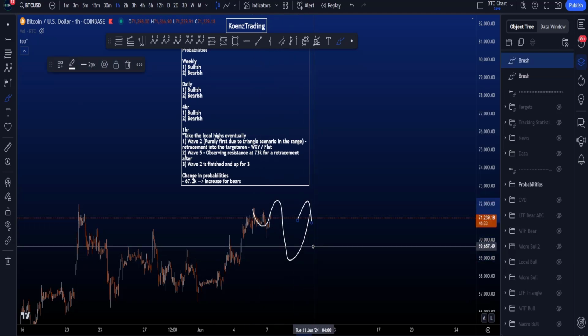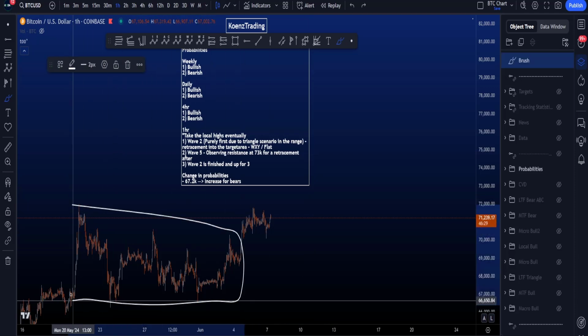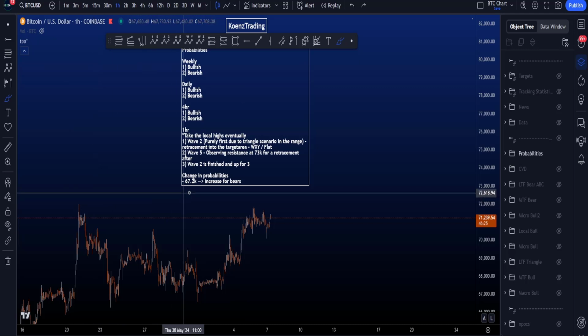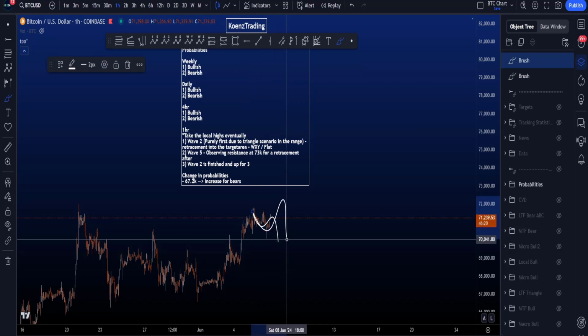Currently, the highest probability scenario locally here would be to look for a wave 2 to the downside, after which we then want to see a wave 3, purely because of the triangle inside this range, which out of the different scenarios currently has the highest probability. And inside wave 2, we then look for potential WXY or a flat in an ABC.